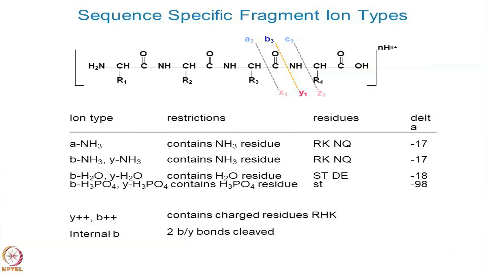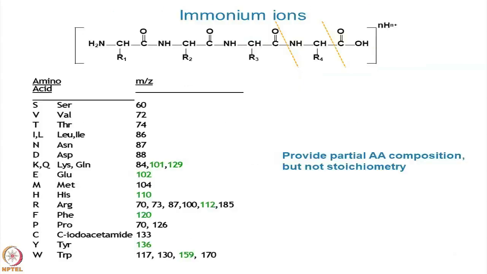Now, other than to say that we're going to try to assign fragment ion types, these are the things you should keep in mind for the various fragment ion types. One of the things I didn't mention so far is that there are ammonium ions, which give you composition information, but they don't give you stoichiometry. If you see a 120 ion in your spectrum, that's a good indication that you have phenylalanine. But if you have a really tall 120, it doesn't mean you have two or three of them. So you don't have the stoichiometry information.